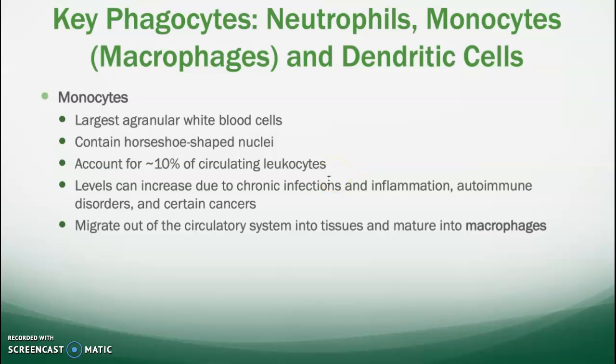The levels can increase, though, if we have chronic infections or chronic inflammation, or if you're somebody who suffers from autoimmune disorders or certain cancers, we generally will see an increase of these monocytes. They can migrate out of the circulatory system, so out of the bloodstream and into the tissues. And when they do that, they mature into what are called macrophages. So if you find monocytes, they would be found in the bloodstream. If they are found in the tissues, they will have matured and become macrophages, which will be the next thing I look at.